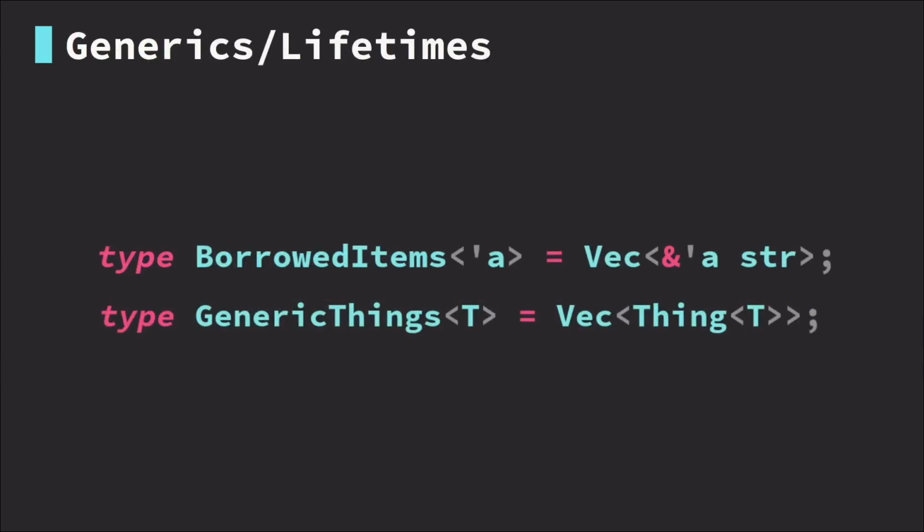We can also use generics and lifetimes when we're creating type aliases. On this first type alias, we have a lifetime tick A, and we're creating an alias to a vector which has a tick A lifetime for str. In our second example, we're creating a type alias named generic things, and it has a generic parameter T. This generic things is being aliased to a vector, which contains things, and the thing has a generic T.